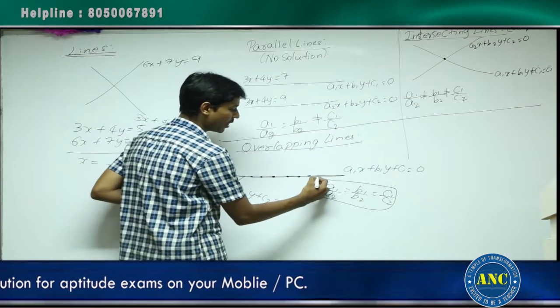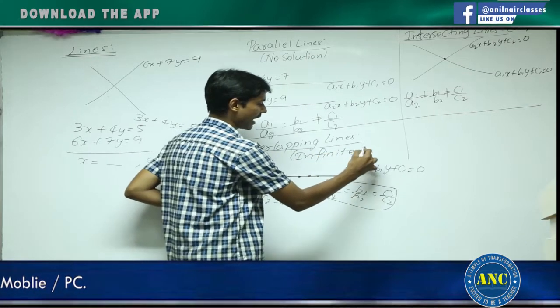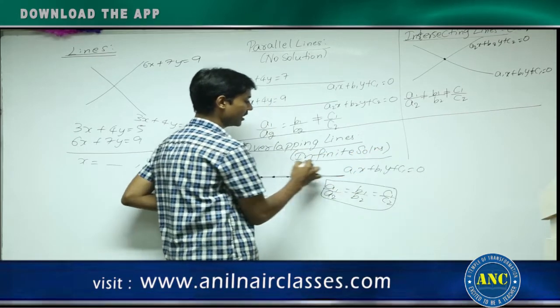For overlapping lines, when will they meet or intersect is the question. At this point they are meeting. At every point they are meeting. That means they will have infinitely many points of intersection. So it is an infinite solution.